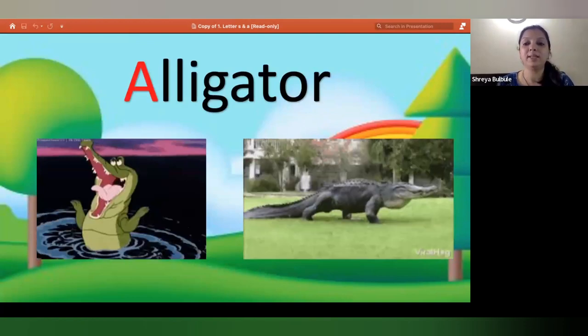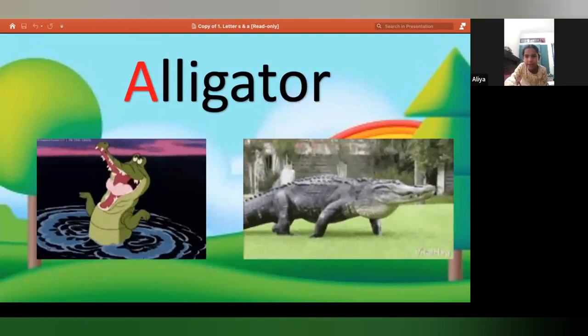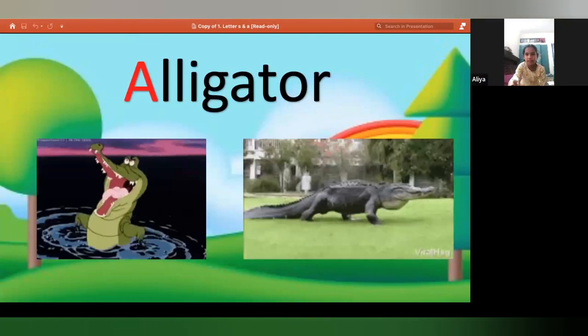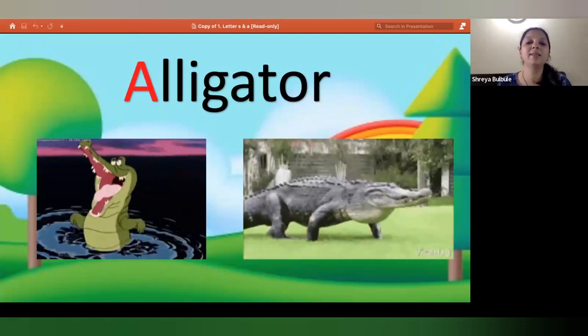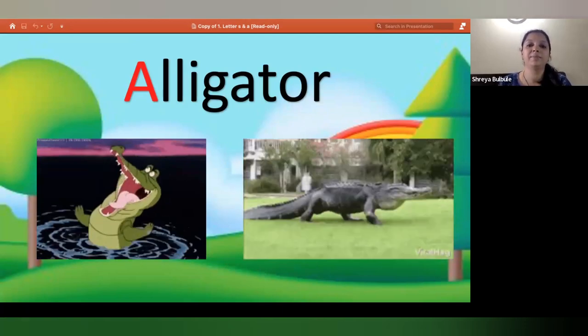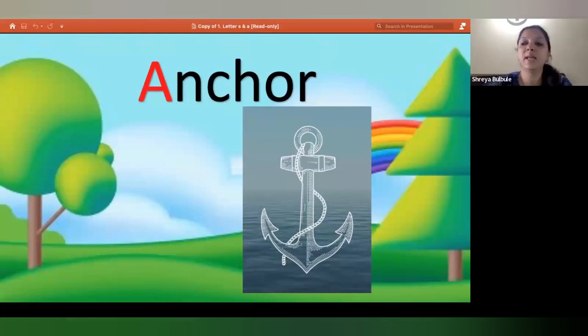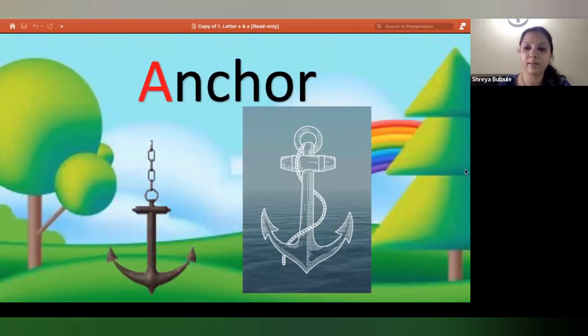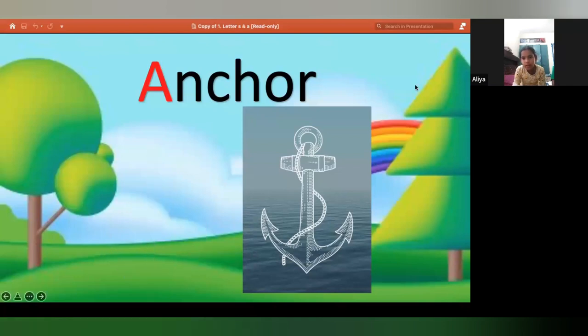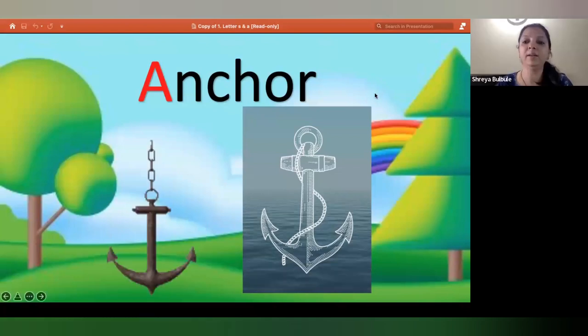What is this? Alligator. Correct. The A sound is in the beginning. Yes. Alligator. This is an anchor. What do you call it? Anchor. The A sound is in the beginning. Just a minute.